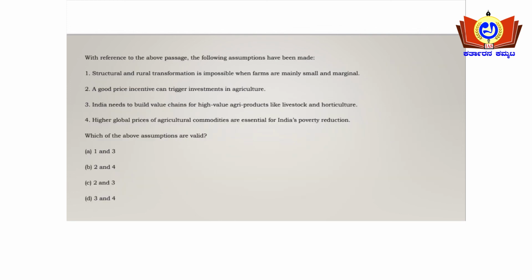With reference to the above passage, the following assumptions can be made. Assumptions again: structural and rural transformation is impossible when farms are mainly small and marginal. See, this is impossible is wrong here. The passage says structural and rural transformation was happening slowly in the earlier phase compared to the later phase. It was happening slowly, not that it was not happening at all. So one can be eliminated, one option gone. So the rest three are there.